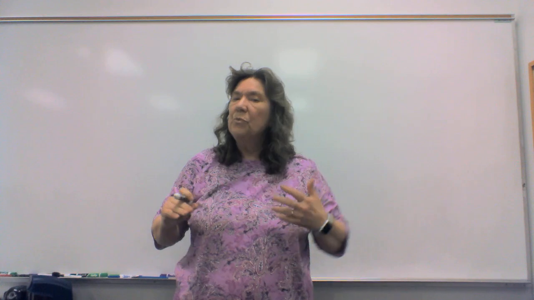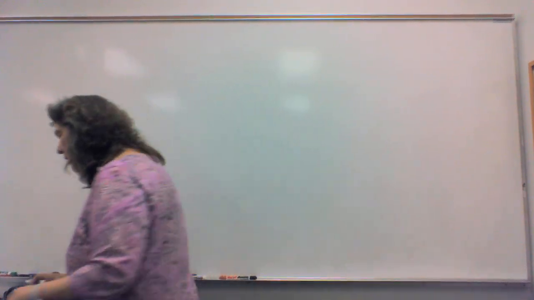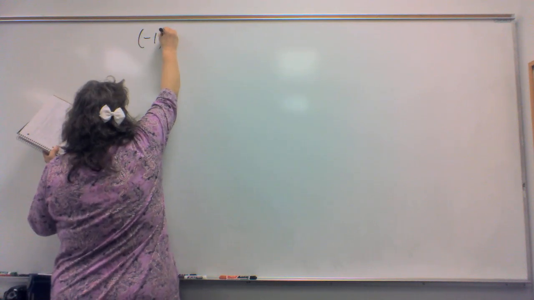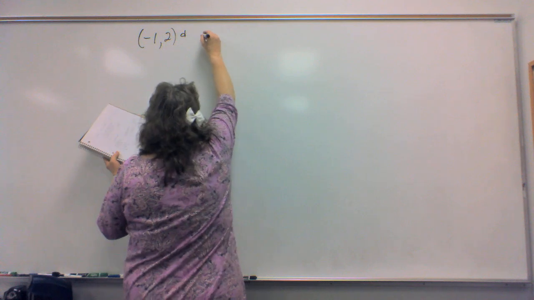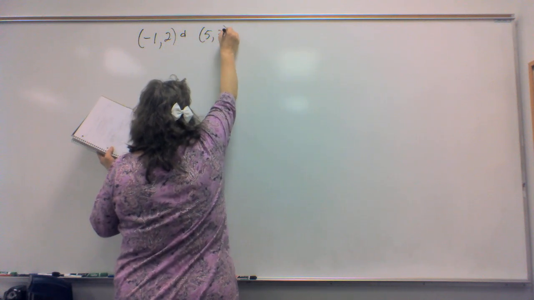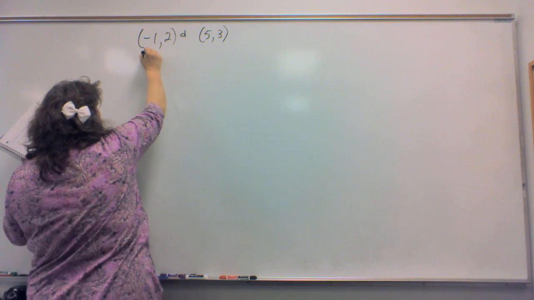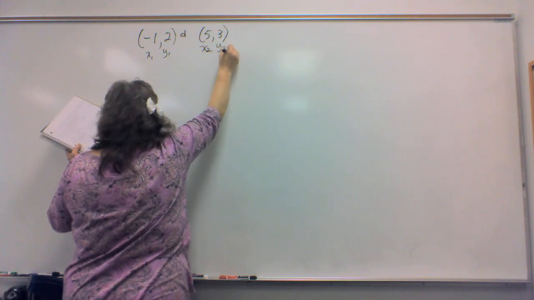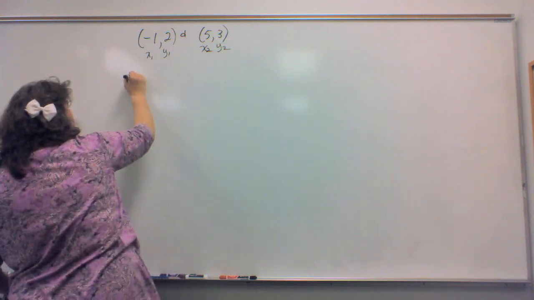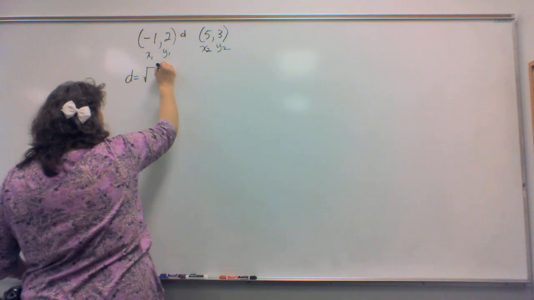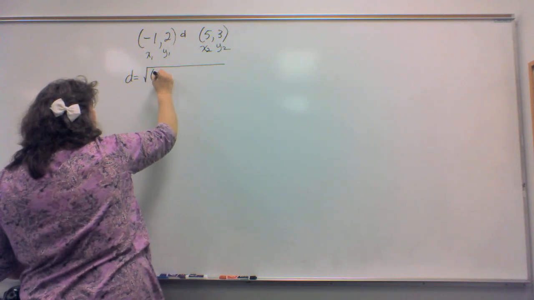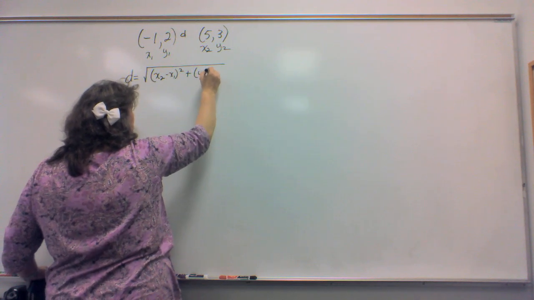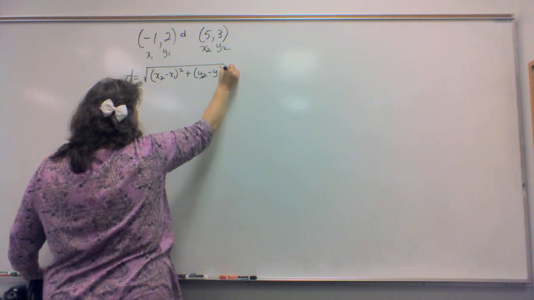Okay, let's go ahead and do one more example of the distance formula. And here we are. We're given 2 points, -1, 2, and 5, 3. What is the distance between those points? X sub 1, y sub 1, x sub 2, y sub 2. Using our distance formula first, d equals the square root of x sub 2 minus x sub 1 squared plus y sub 2 minus y sub 1 squared.